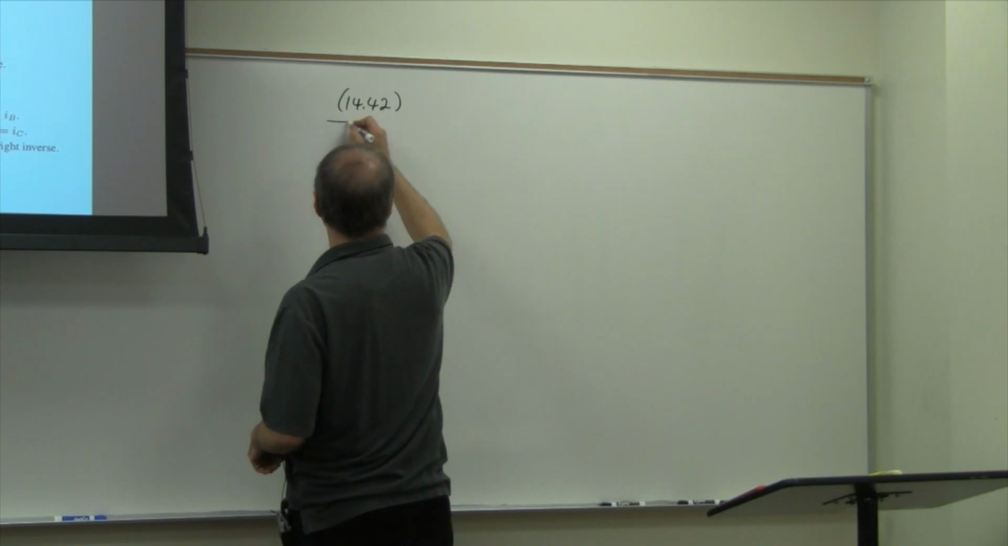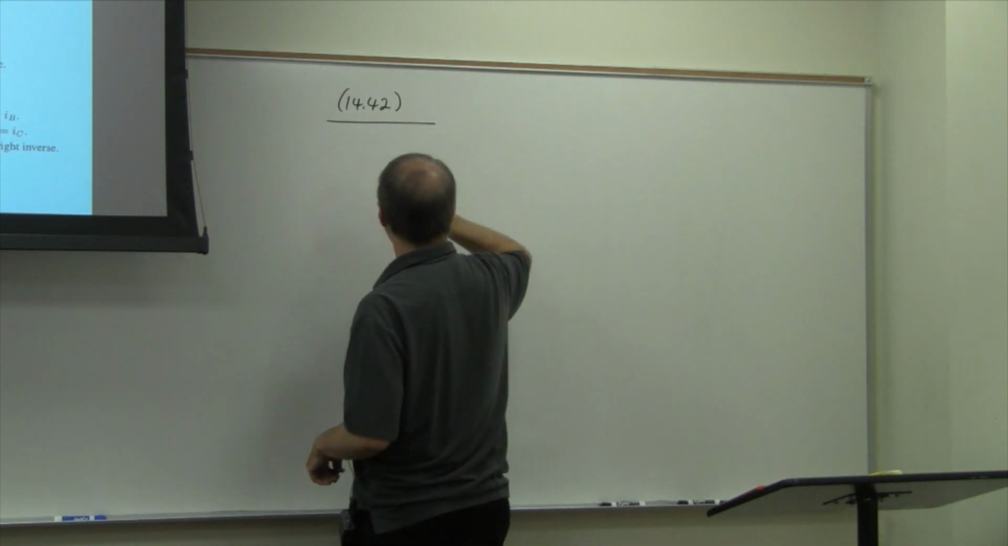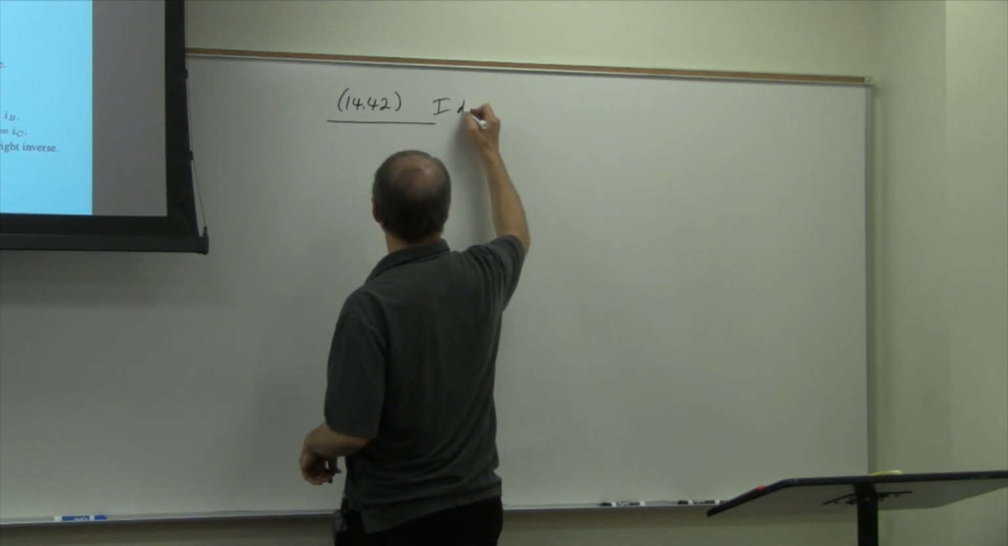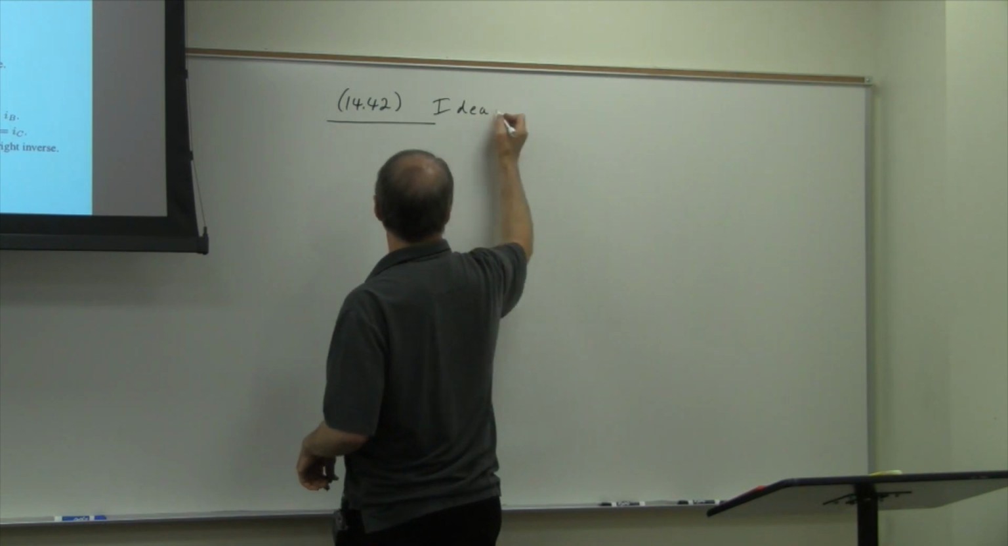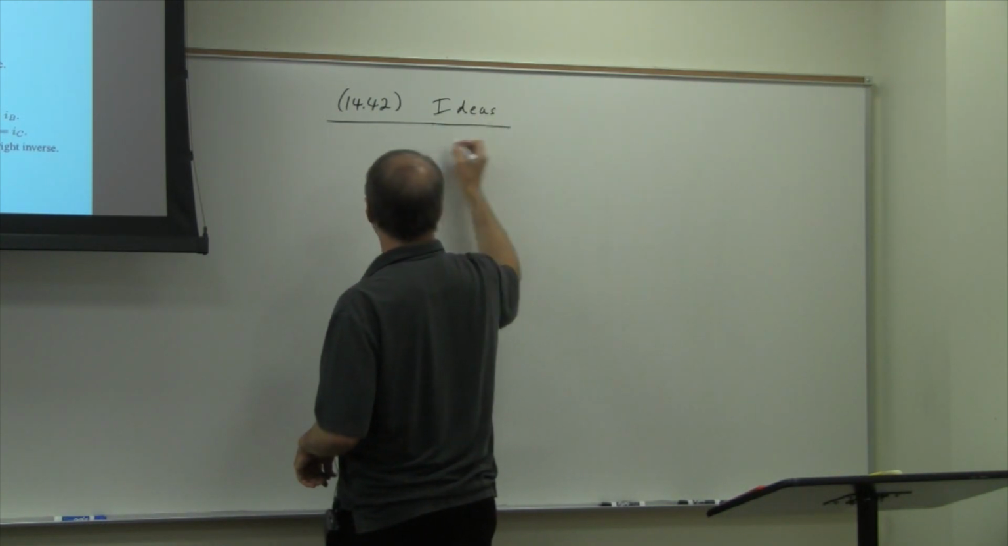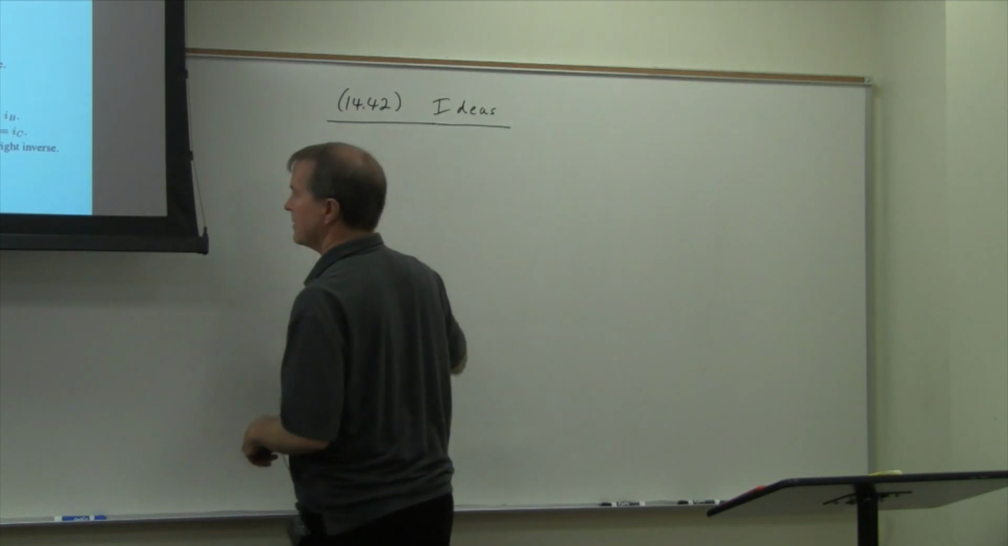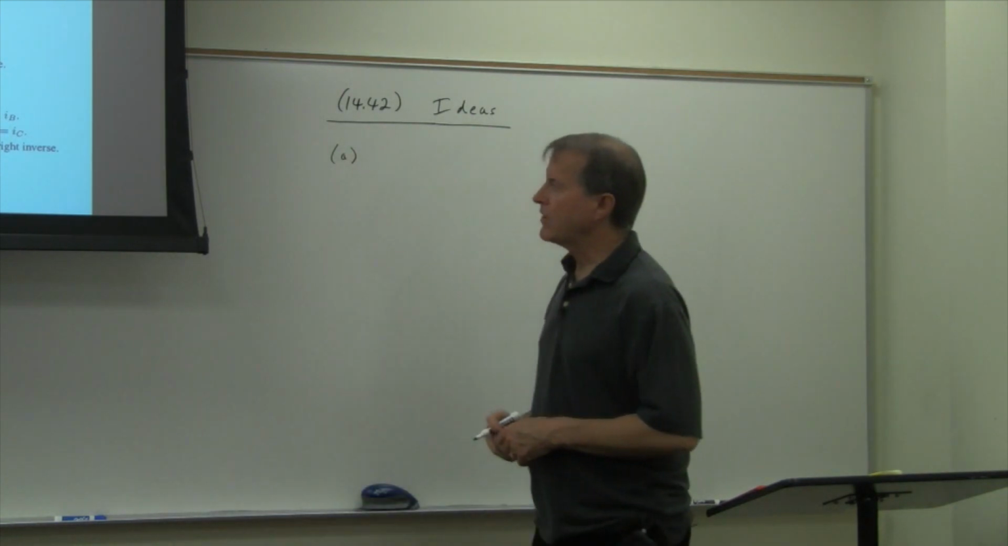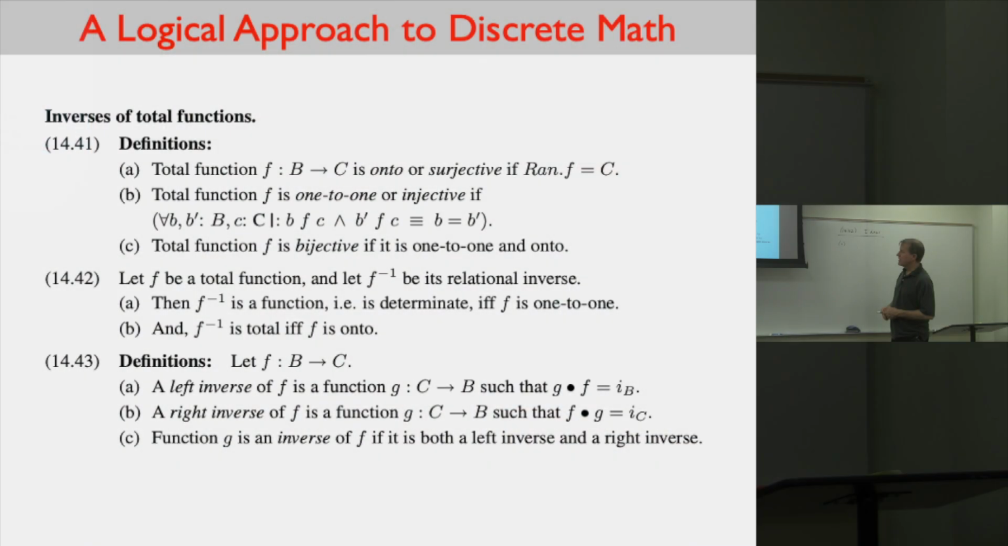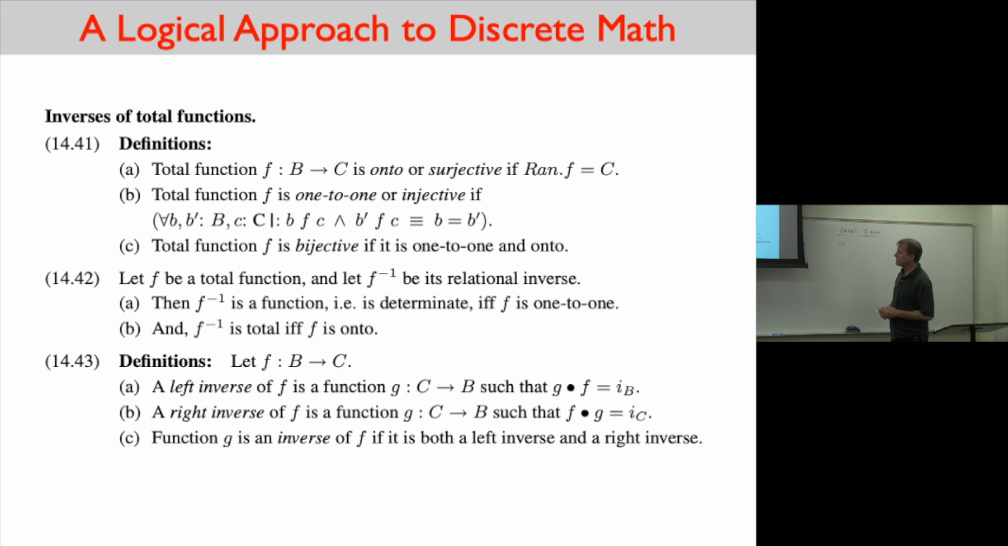14.42. This idea, let's call this idea. Okay, so first of all, let's take a look at the idea of A. Now, what does A say? It says, let f be a total function.